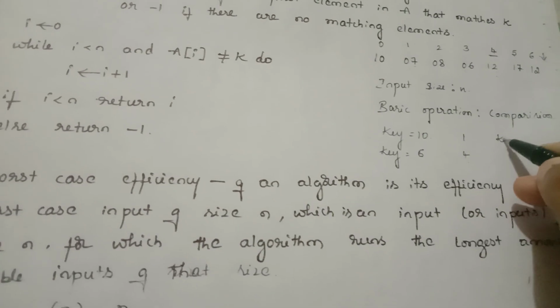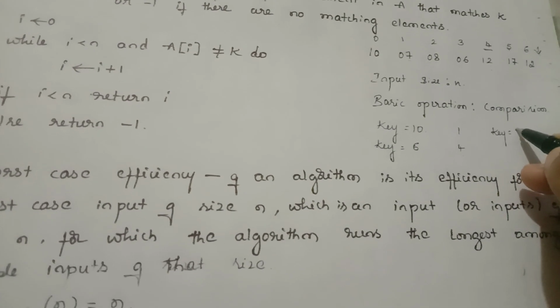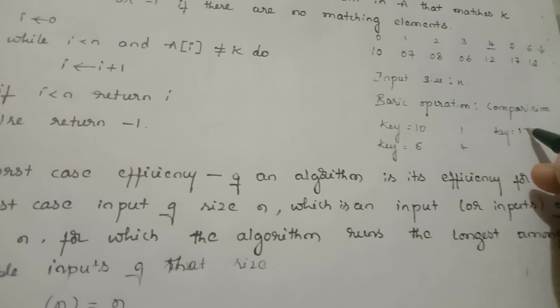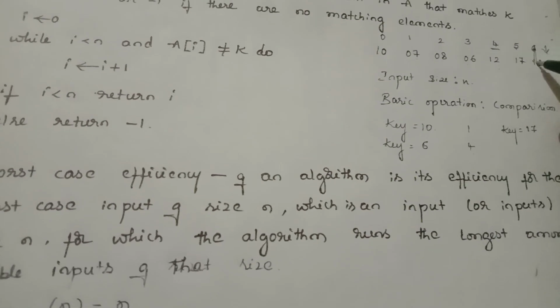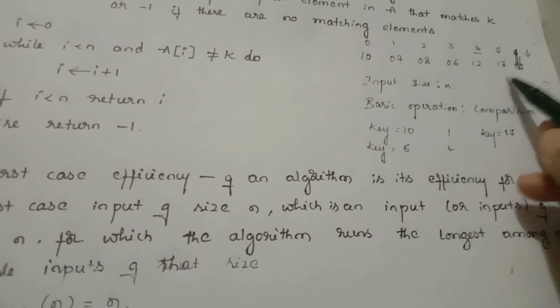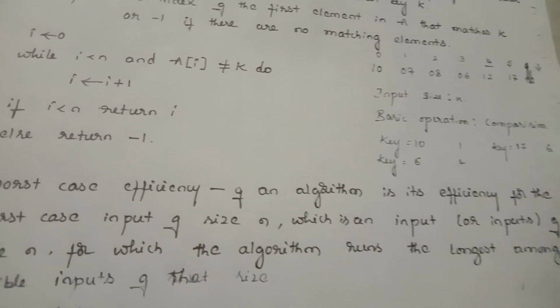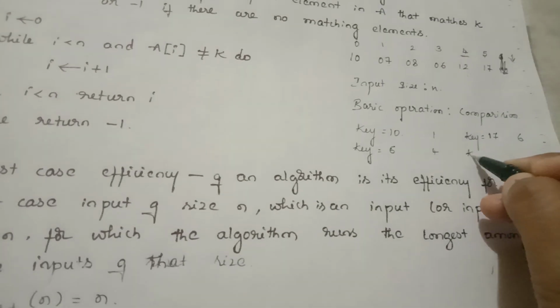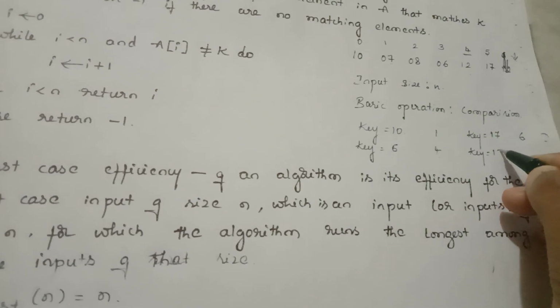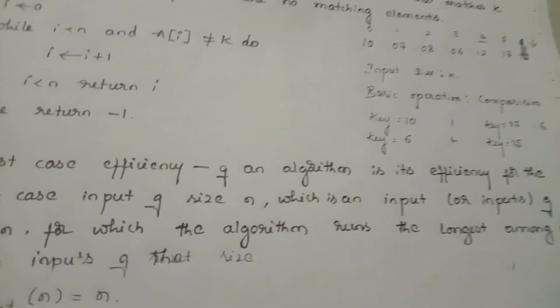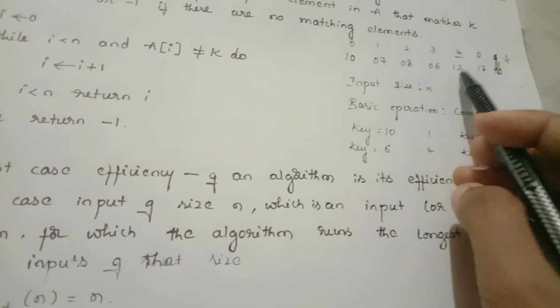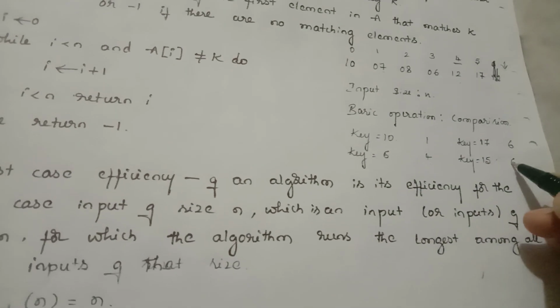Suppose the key element is equal to 17. So how many comparisons are we going to make? 6 comparisons. Suppose the key is equal to 15, which is not present here at all. 1, 2, 3, 4, 5, 6 comparisons.